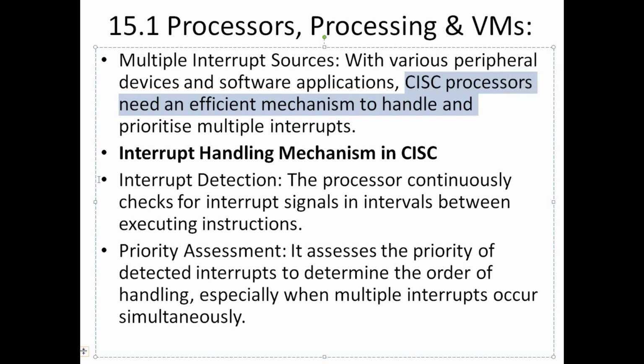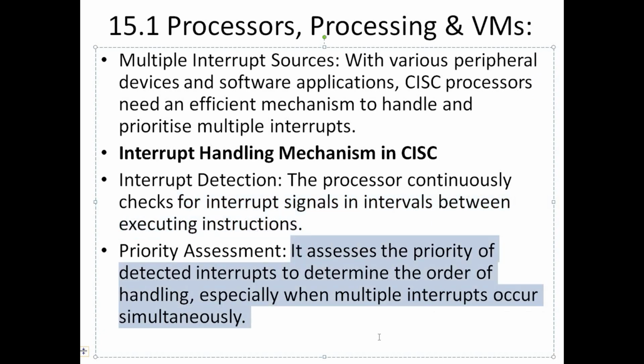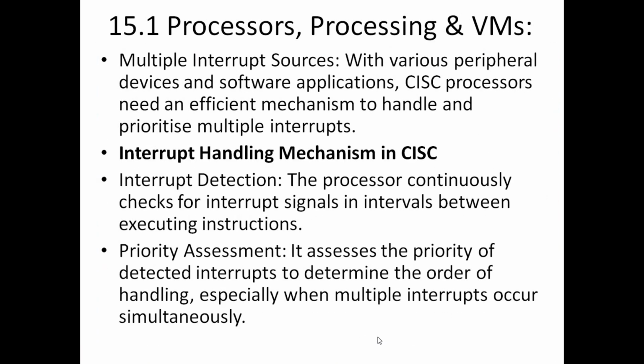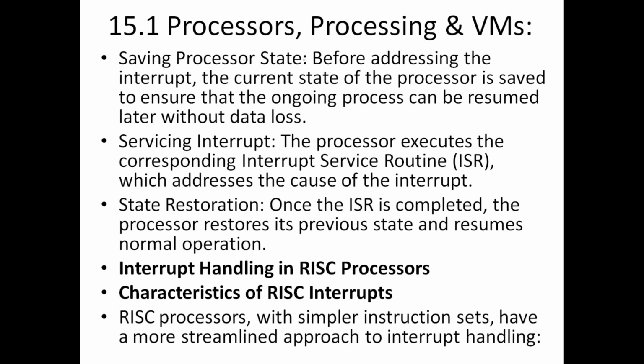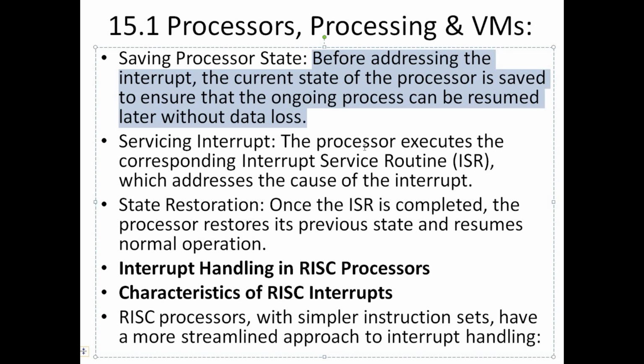First of all, you detect the interrupt. The processor continuously checks for interrupt signals, and after it has received an interrupt, it detects its priority to determine the order of handling, especially if multiple interrupts happen simultaneously. Before addressing the interrupt, the current state of the processor is saved, and then the ISR, interrupt service routine, is called, which addresses the cause of the interrupt. It tries to solve it. Once the ISR is completed, the processor is restored to its previous state and resumes its normal operation.